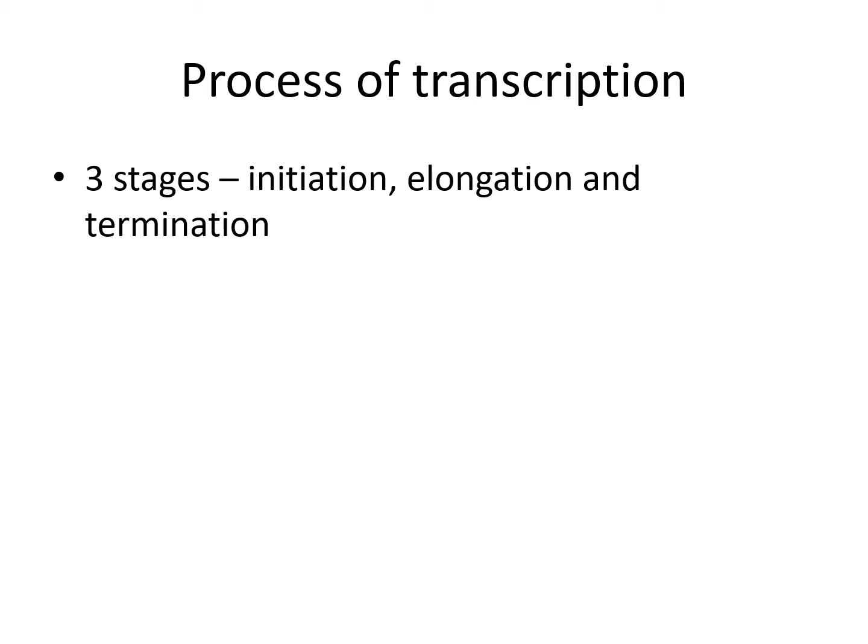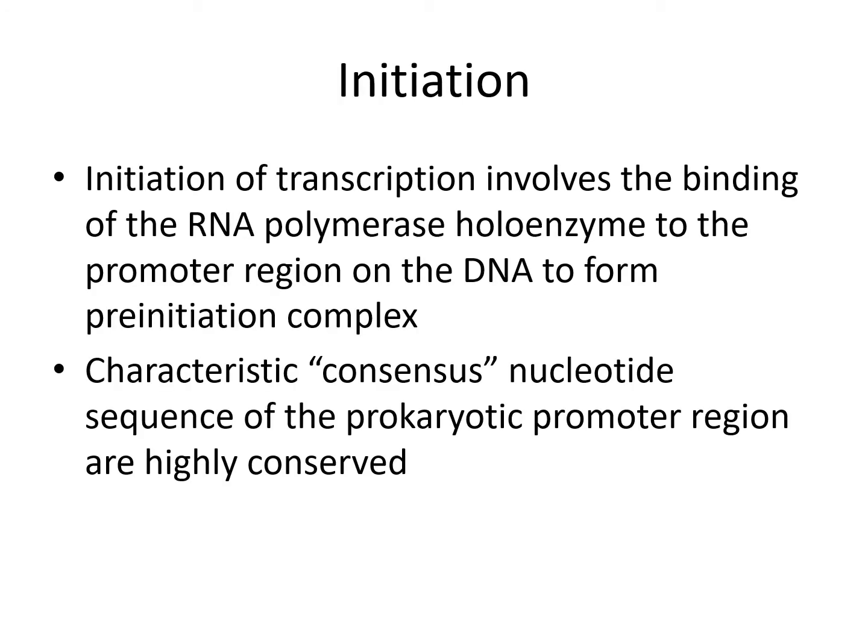In prokaryotic cells, the entire mechanism of transcription is summarized in 3 stages, which are the initiation, elongation, and termination. At the end of the termination in prokaryotes, the mRNA is ready for translation. So during the initiation process, the RNA polymerase holoenzyme will bind to the promoter region of the DNA to form a pre-initiation complex.